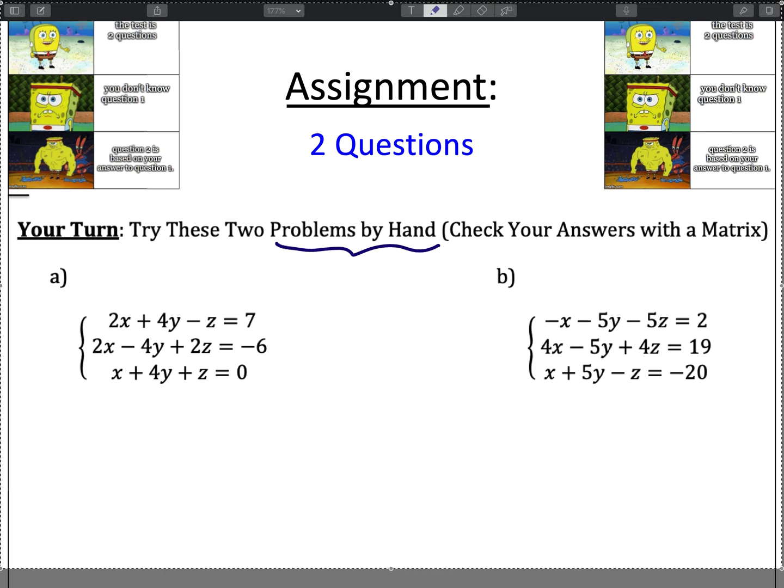So hopefully the video was helpful, guys. Try working together and see if you can figure it out. It's actually not that bad, and you do have the matrix to help double check.